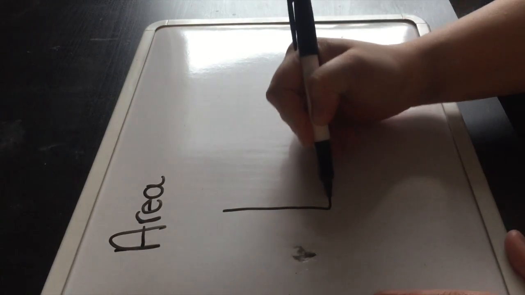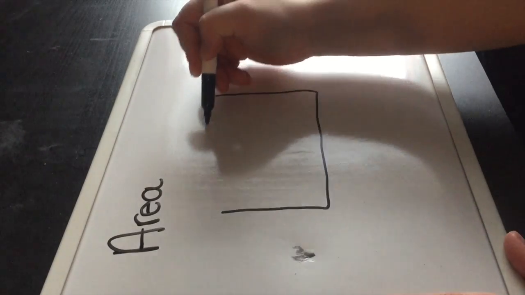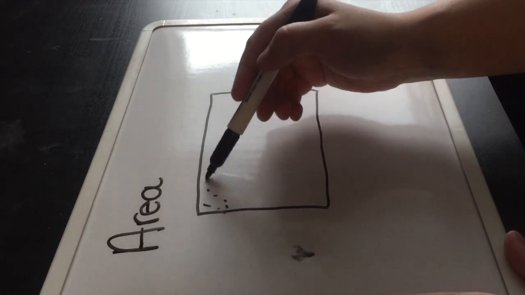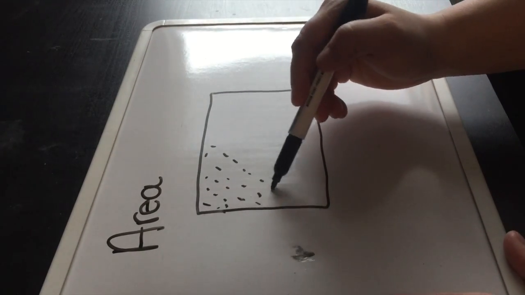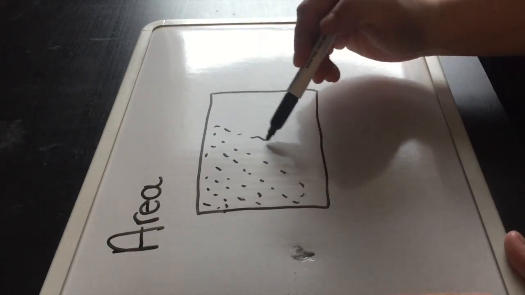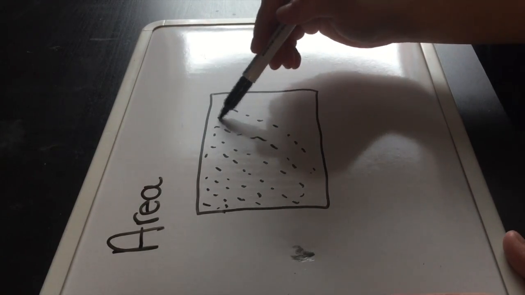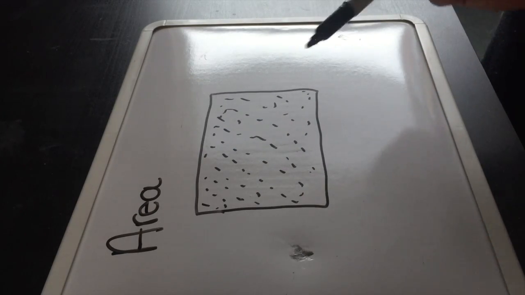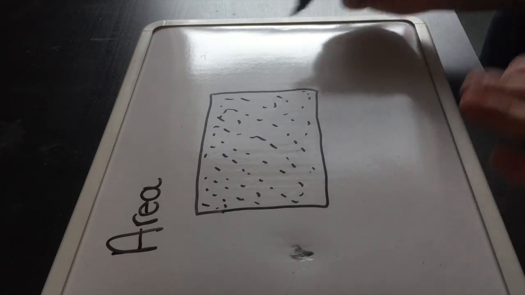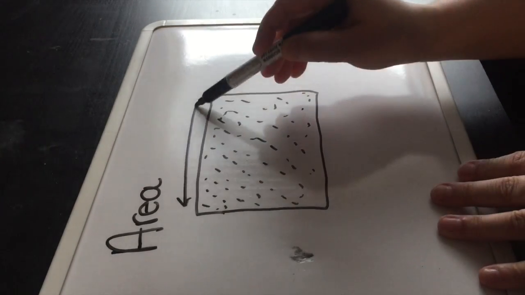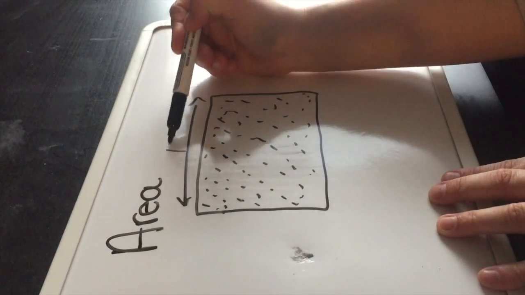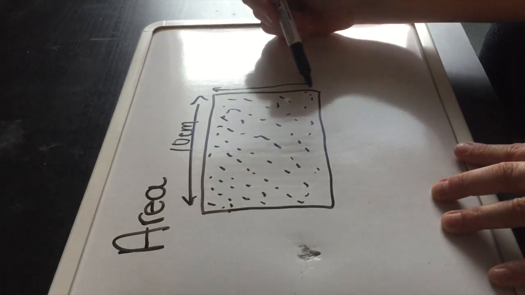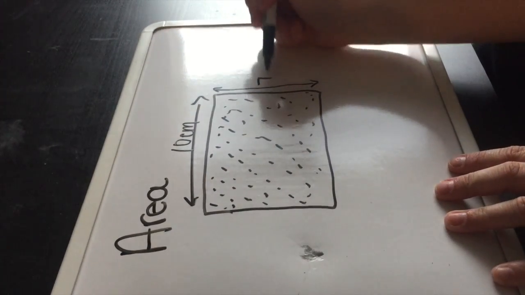Think of a carpet. If this is your room and you want to carpet all of this, you would need to find the area of it. So I'm going to finish my little drawing. If I want to carpet this whole thing, I need to find out the length and the width. The long one is the length. Let's say it's 10 centimeters. The short one is the width. Let's say 7 centimeters.